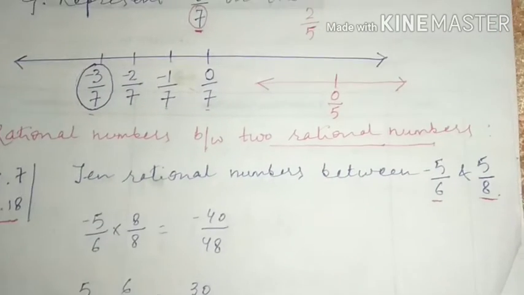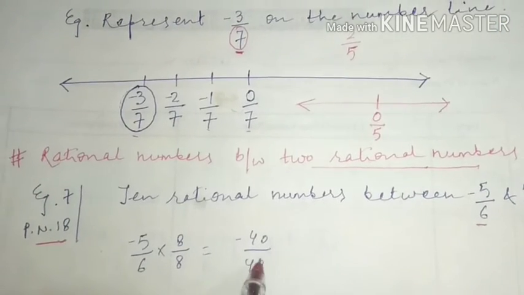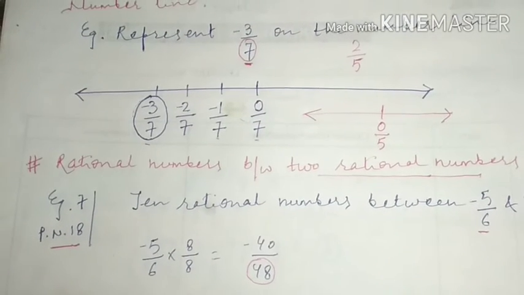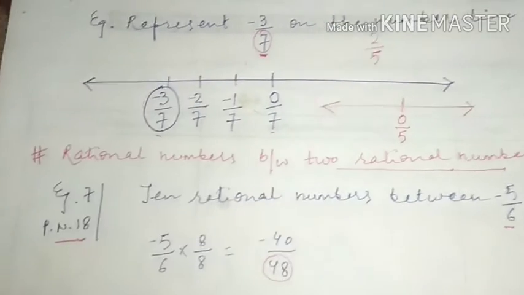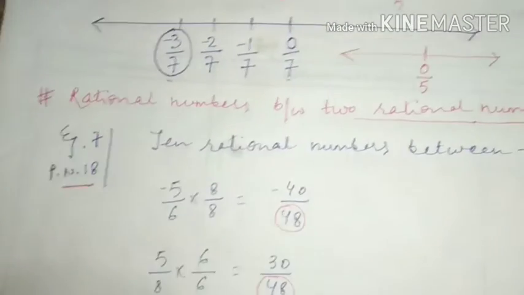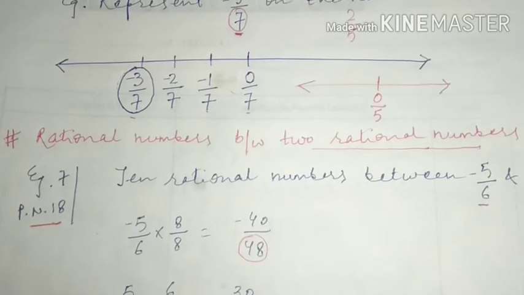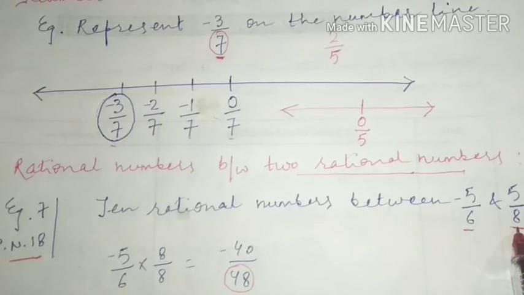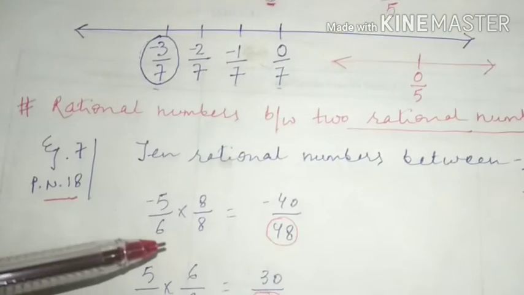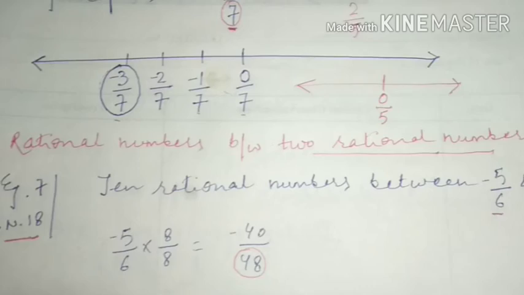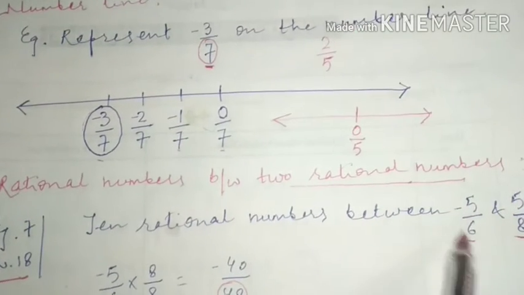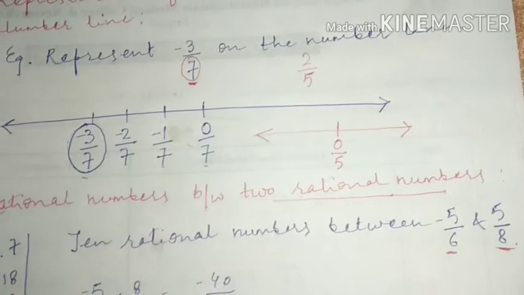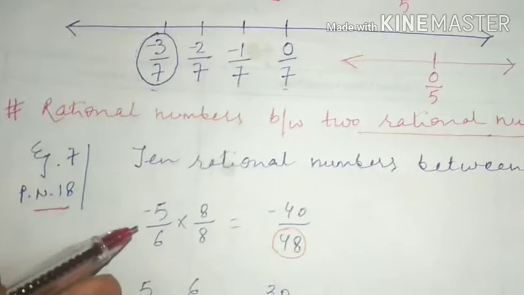So what we are to do is make the denominators of those two rational numbers same. That is the basic thing. Then how will we make the denominators same? You are to multiply the other's denominator on the upper side and the lower side of the first rational number. Let's take -5/6 as the first rational number and -5/8 as the second rational number. So you are to take the first rational number over here, that is -5/6.